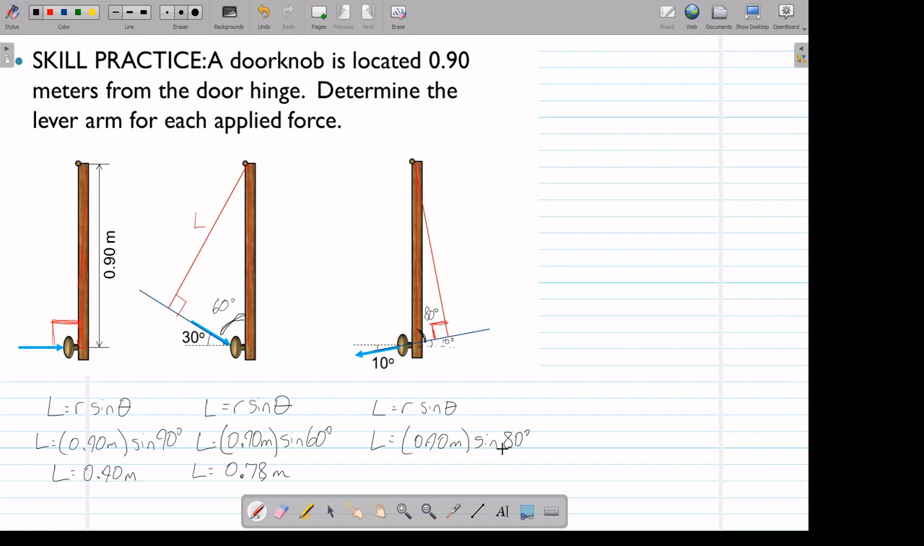Now the sine of 80 degrees is not 1, but it's pretty close to 1, which means we expect that the lever arm is going to be very close to 0.90 meters. And in fact, when you punch it into your trusty calculator, you find that it is actually 0.89 meters, which is very close to 0.9. And that's to be expected when the angle is very, very close to perpendicular. All right.